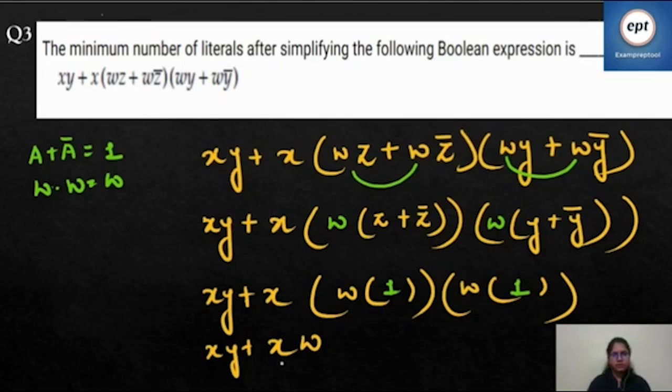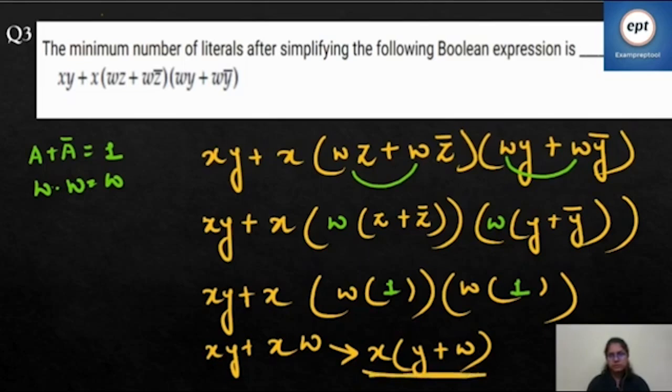Now if you take x common after this, it will be y plus w. So this is the term which is taken out. We have first simplified the Boolean expression, and this is the simplest Boolean expression we have taken out. What they have asked is to find the minimum number of literals.